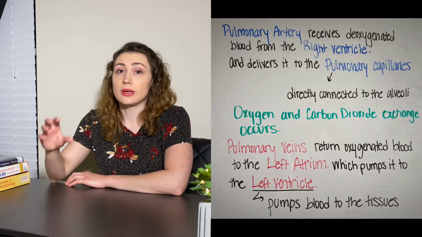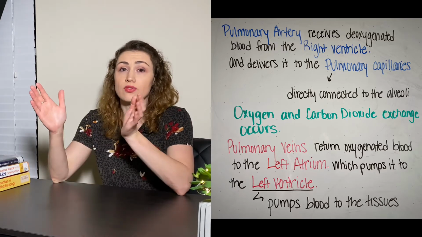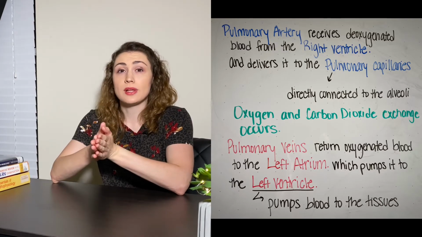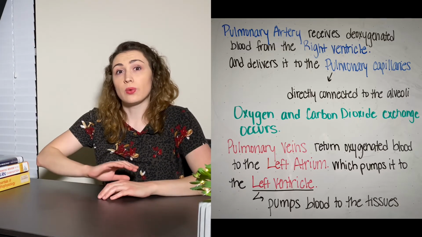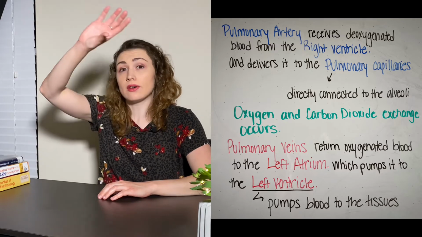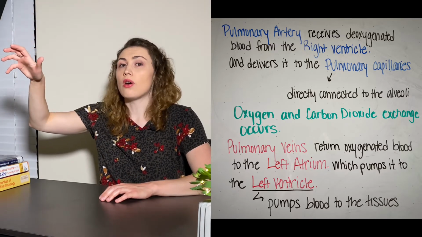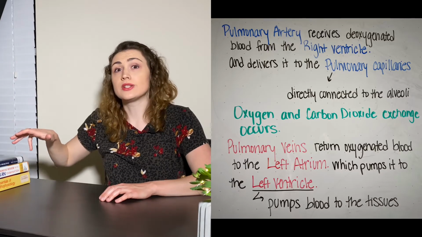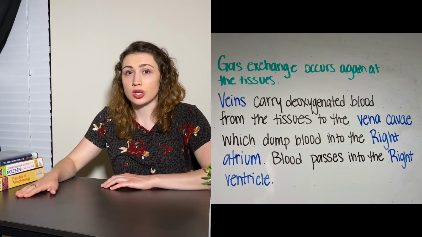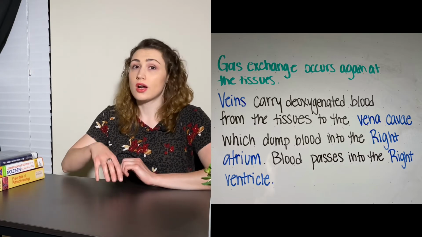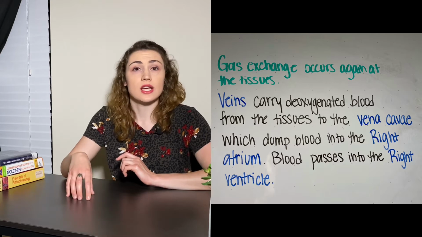The left atrium contracts, it pushes blood into the left ventricle. The left ventricle contracts and it pushes the blood into the systemic circulation and into the aorta. So the aorta comes out of the left ventricle and it carries blood to all the other arteries, which carry blood to the tissues. So at the tissues, another gas exchange occurs. The blood drops off oxygen to the tissues and the tissues give carbon dioxide to the blood.